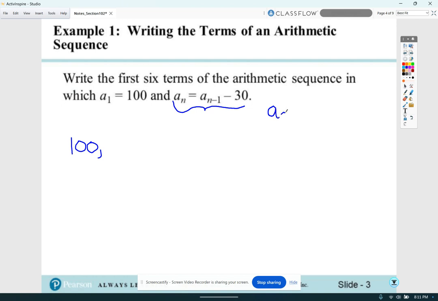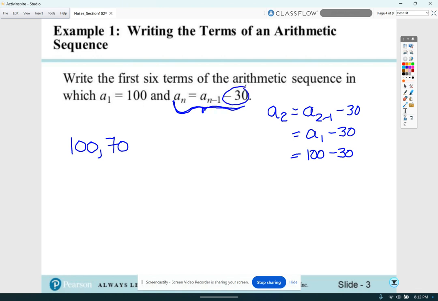Let me just write it out if you were going to be writing out the work. If I want to find the second term in the sequence, what this tells me to do is a sub 2 equals a sub 1 minus 30. A sub 1 is 100, so 100 minus 30 means we're going to get 70. So 100 and then 70. Now, after I understand what this is saying, what I know is that the common difference here is subtract 30 each time. So my next term is going to be 40. My next term is going to be 10. My next term is going to be negative 20.